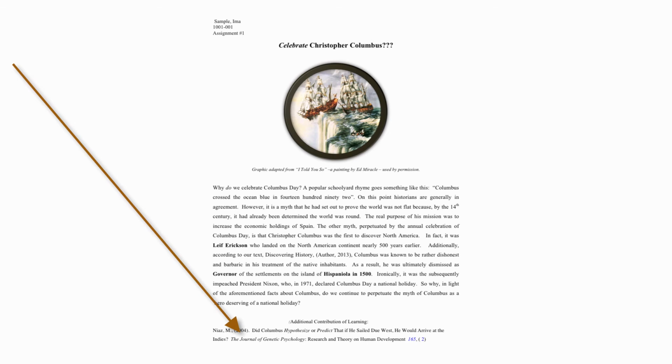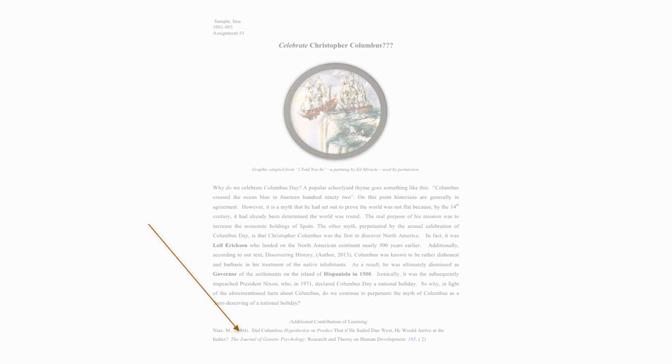Each project will require 1 additional contribution of learning. In this particular example, you could choose a research paper. This one's from the Journal of Genetic Psychology, questioning, did Columbus hypothesize or predict that if he sailed west, he would arrive at the Indies? It will be assumed that you will read the research article that you bring to the class and be prepared to discuss it in your small group.